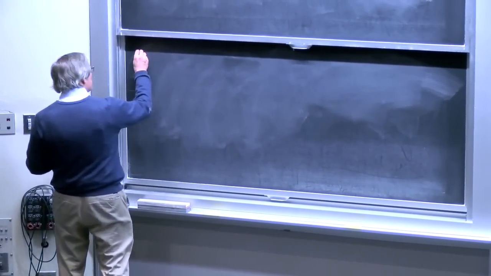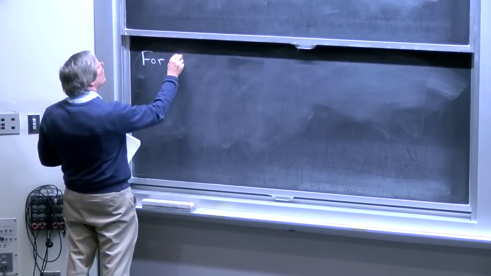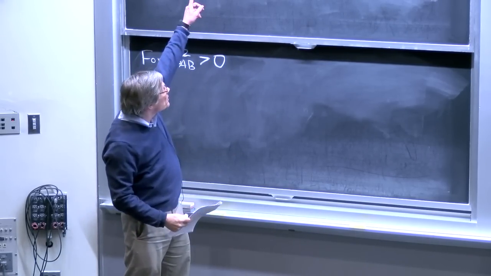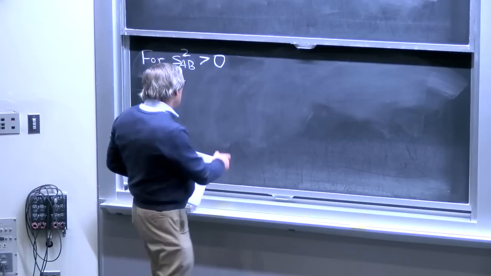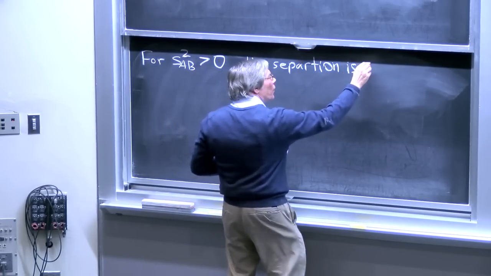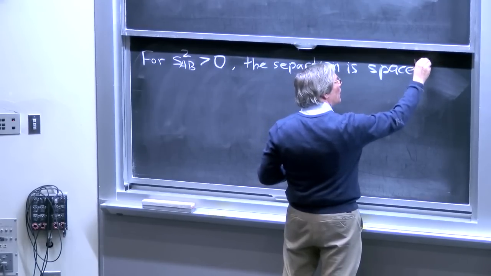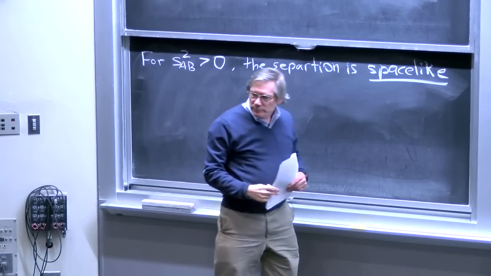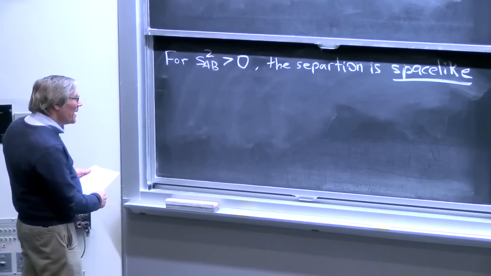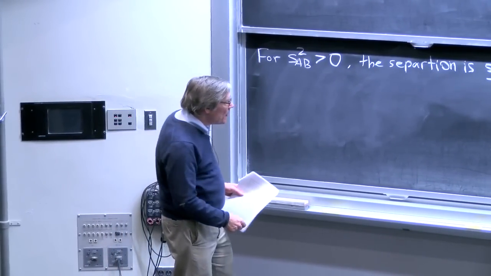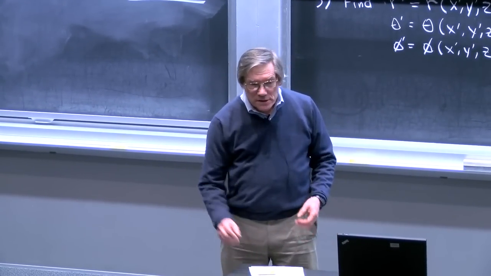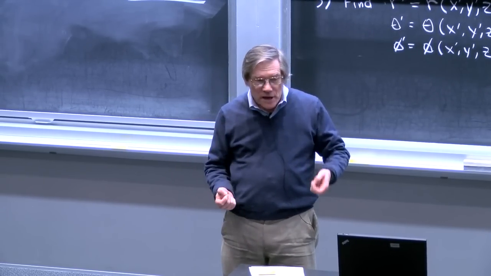What that frame is depends on the value of s squared, or at least the sign of it. For S_AB squared greater than 0, which means it's dominated by the spatial terms there, because those are the positive ones. And therefore, the separation is called space-like. Some books put a hyphen in between space and like, and some don't. I don't. And there's a theorem that says that if the separation between two events is space-like, there always exists a Lorentz frame, an inertial frame, in which the two events happen simultaneously.